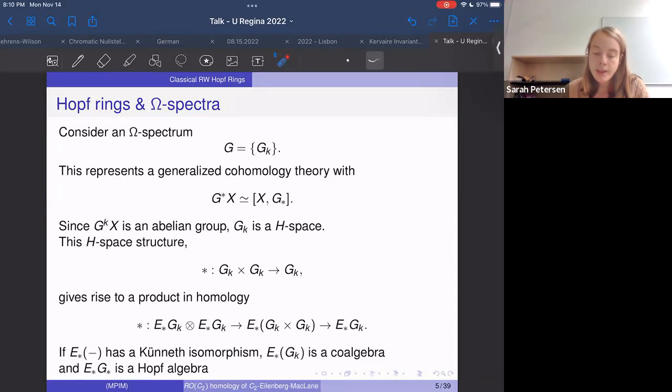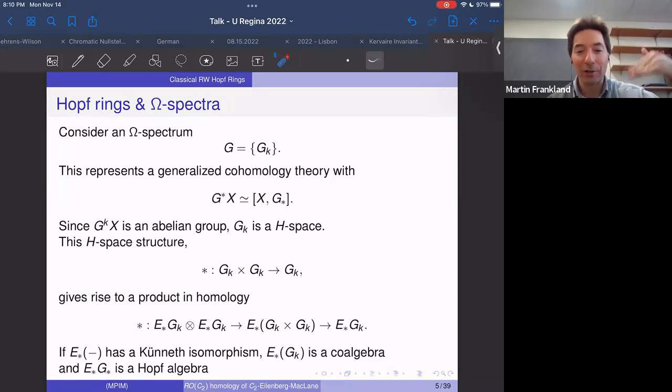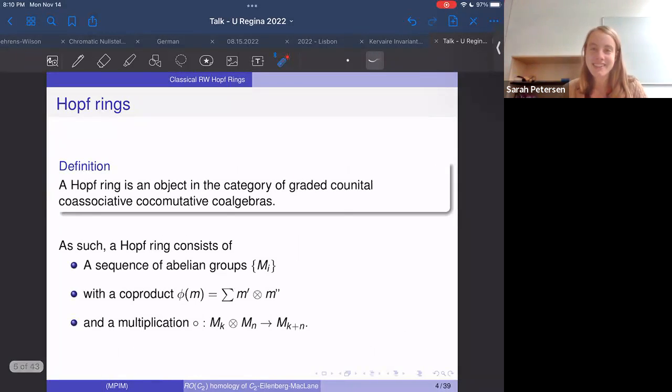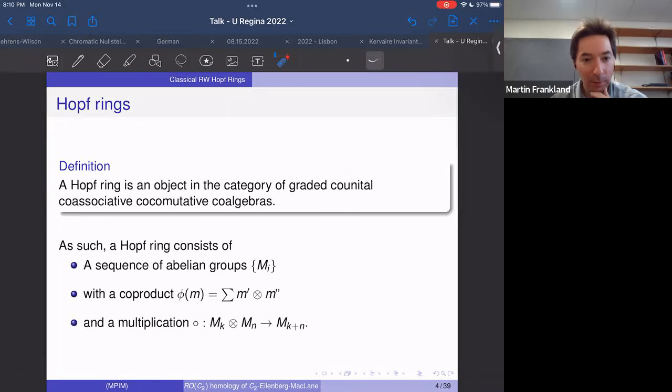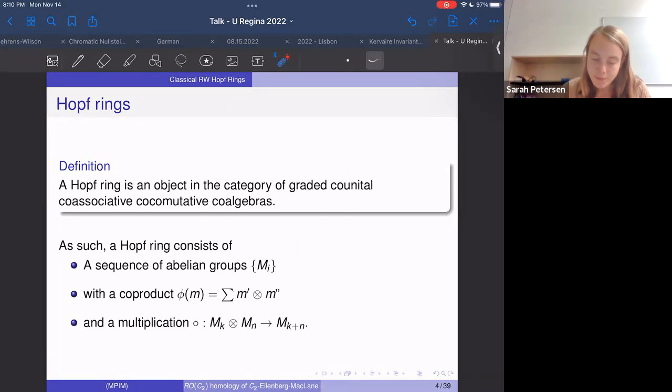So wait, Sarah? Yes. I am still digesting the definition. Can you go back to the previous slide? Absolutely. Yeah, so the multiplication, because here we just have a graded co-associative coalgebra. Where do we get a multiplication from? So, let's see. It's from it being a ring object.